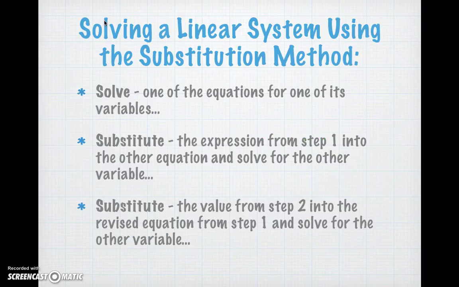In conclusion, we've seen that using the substitution method, we first have to solve one of the equations for one of its variables, or set it equal to either y or x. Then we have to substitute the expression from step 1 into the other equation and solve for the other variable. Once we have solved for the variable, we then substitute that value into the revised equation from step 1, or you could technically put it into the other equation. But then you would solve for the other variable.